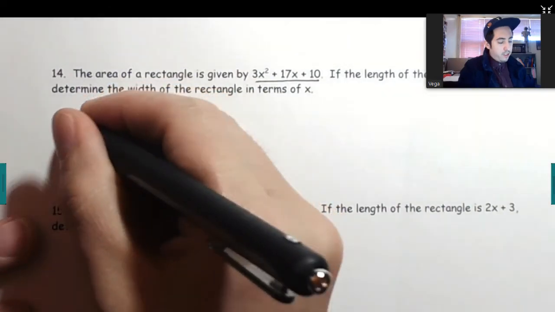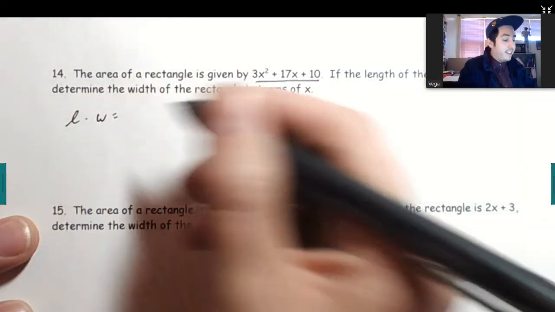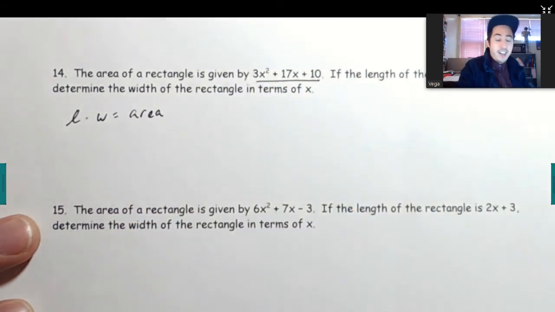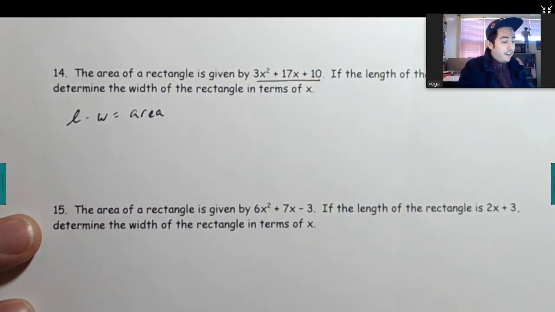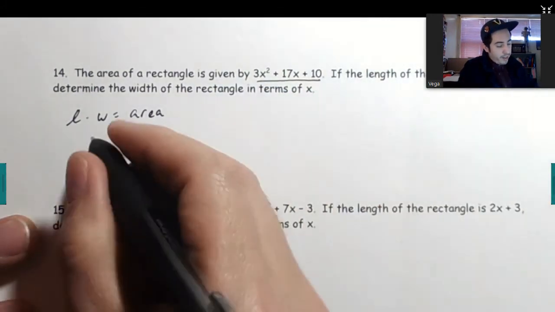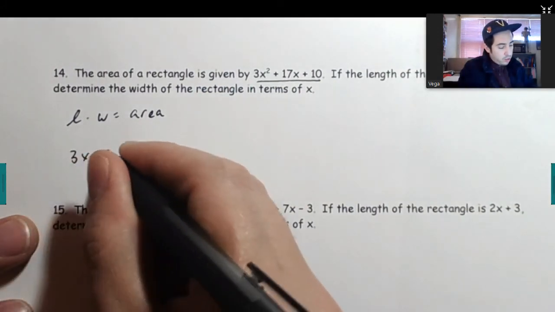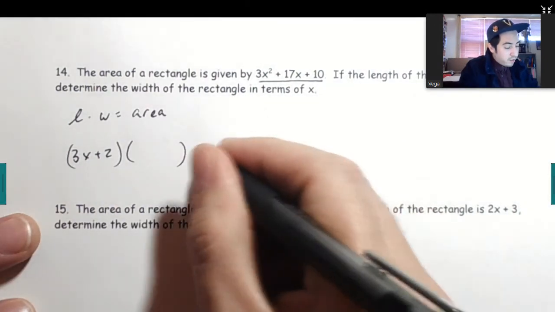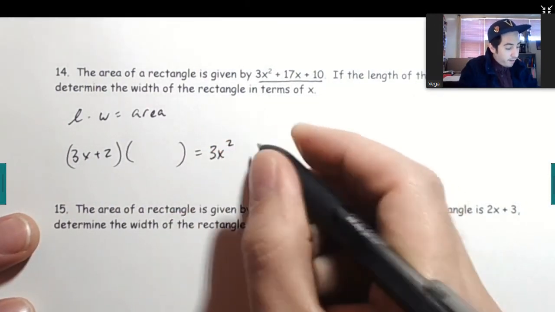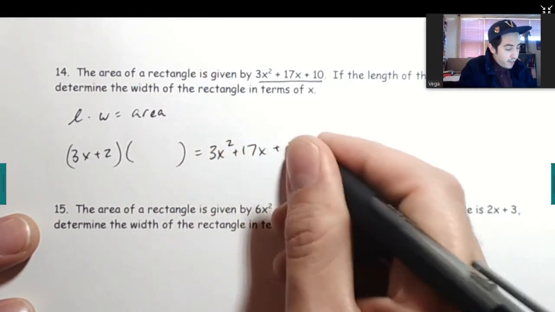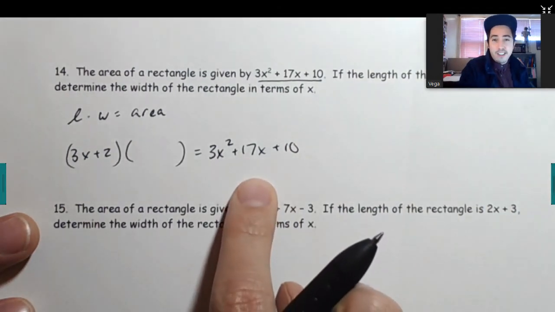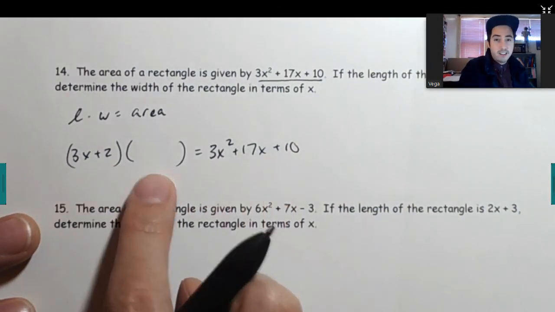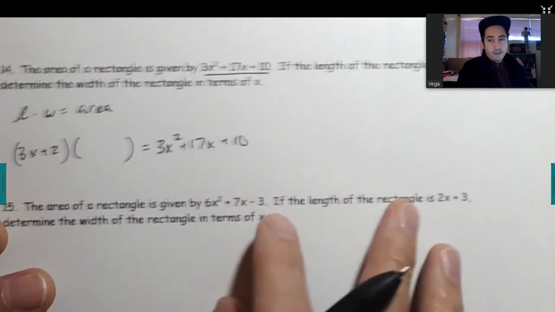Well, length times width is what? Area, right? That's how area works. So the length, 3x plus 2, times something equals 3x squared plus 17x plus 10. They're asking you to factor this. They're saying, hey, factor this, and one of the factors is this. What's the other factor? So let's just factor it.